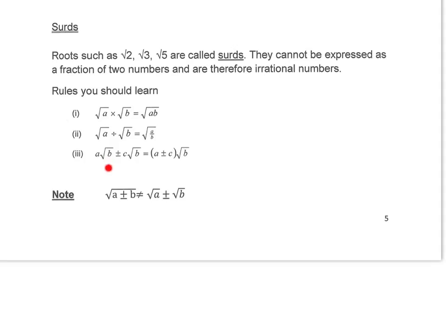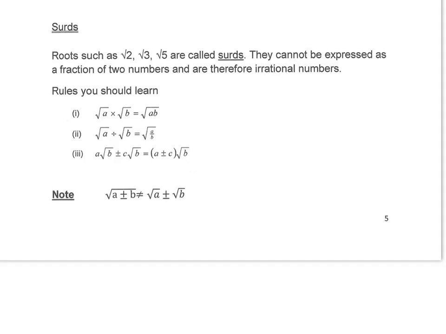Okay, rule number 3 then is when we're adding or subtracting. To add or subtract with a surd, we must have the same number inside the square root sign. So if we have A root B plus C root B, we simply add the A and the C together, and it's still that amount of root B. If we're subtracting, we subtract the A and the C, and it's A minus C then upon root B still.